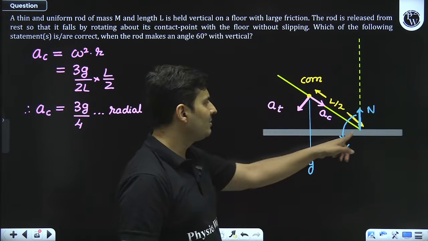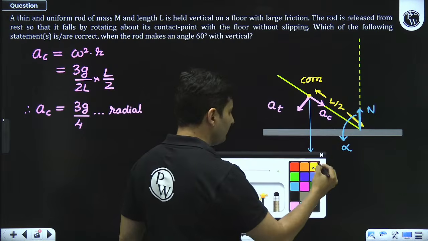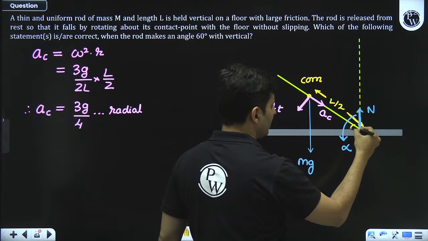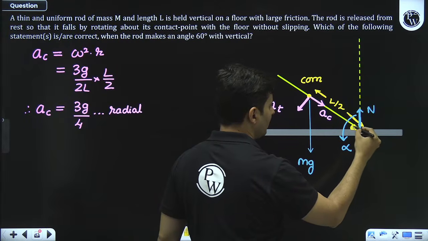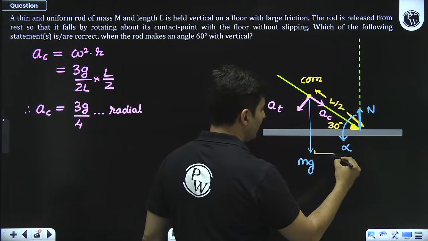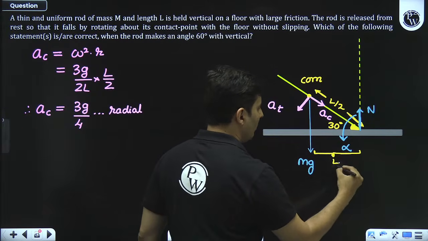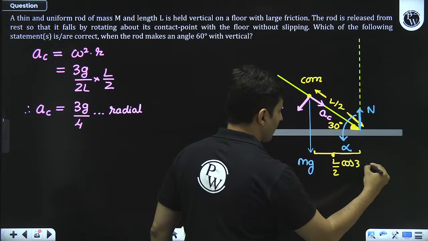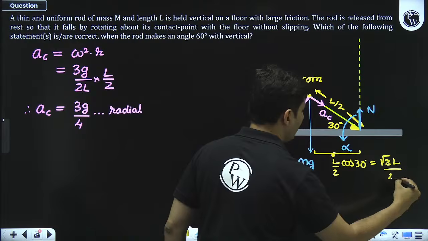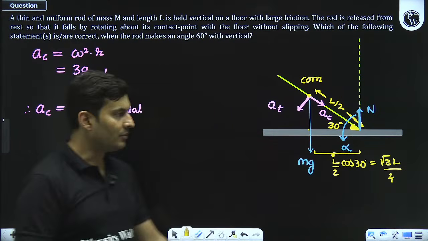Now, how far is mg from that pivot point? Okay, if this is L by 2, that is 60 degrees. If this is L by 2 and this is 60 degrees, it's obvious that this is nothing but 30 degrees, isn't it? So how far is this pivot point from this mg force? It will be L by 2 cos 30. Cos 30 is root 3 by 2. So this will be root 3 L divided by 4. This is the distance of that pivot point from the mg force.